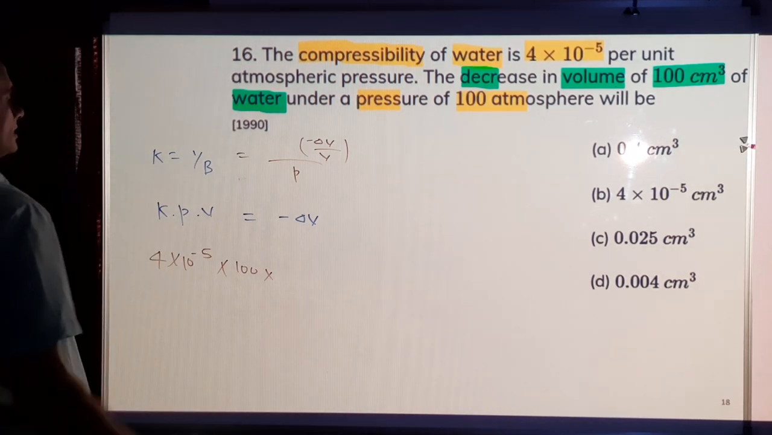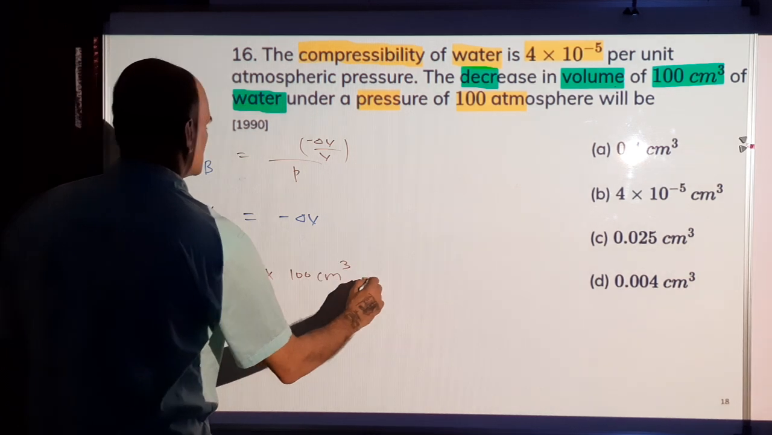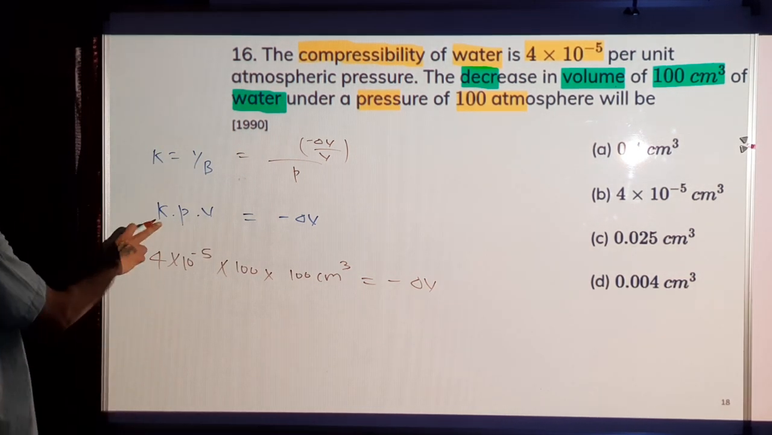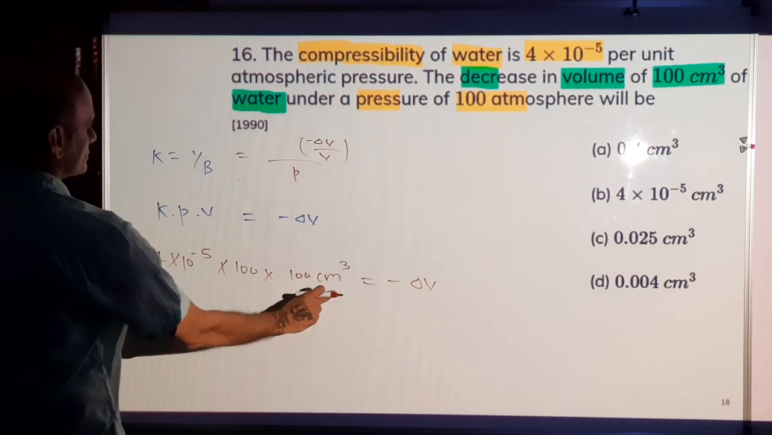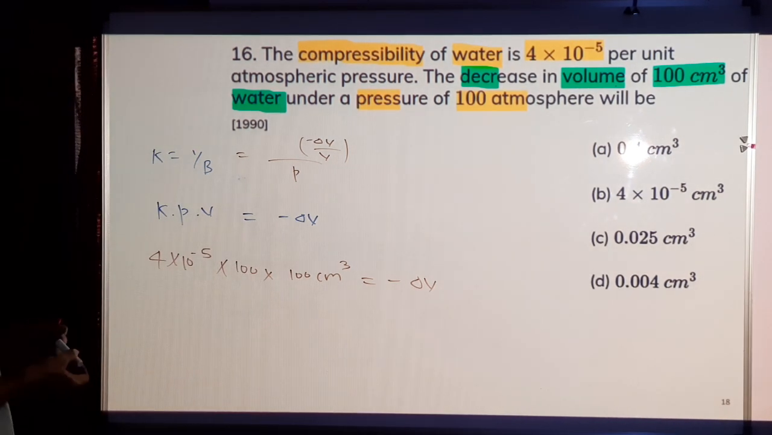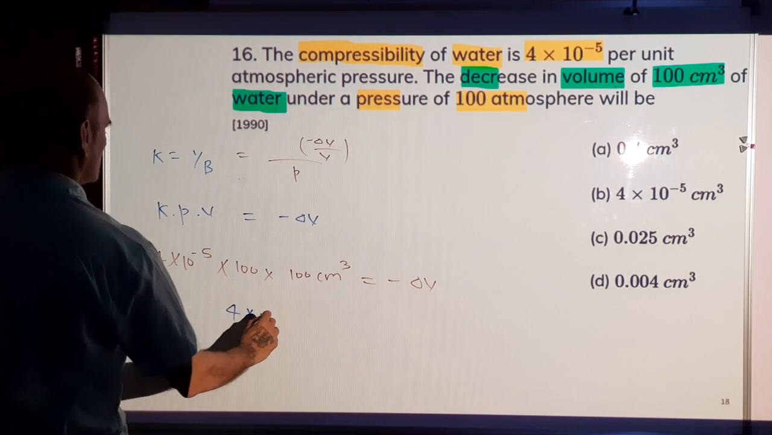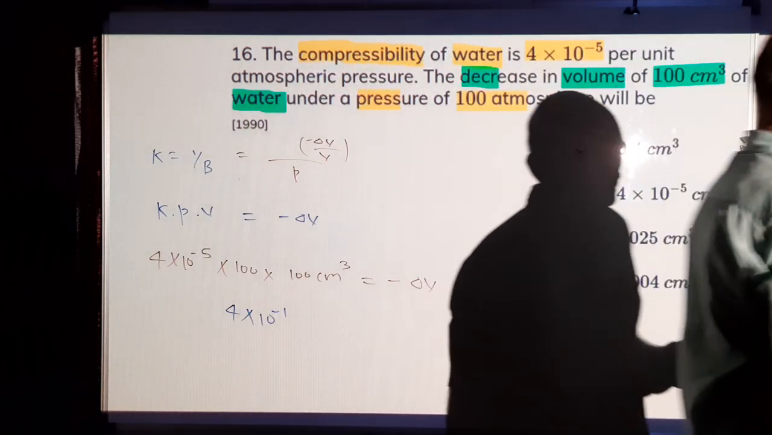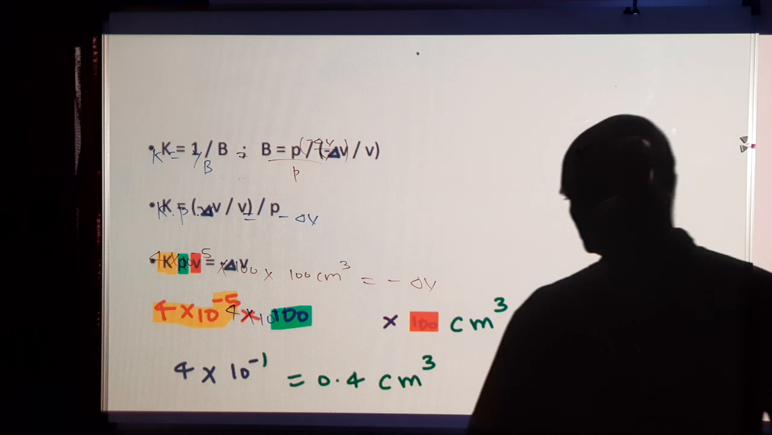Into volume is 100 centimeter cube. That is minus delta V. This is a dimensionless quantity because this unit is 1 by pressure and this is pressure. So these two will become dimensionless. So whatever is the dimension of this volume is same as the dimension of this delta V. So this is 4 into 10 raised to minus 1. A is the correct option.